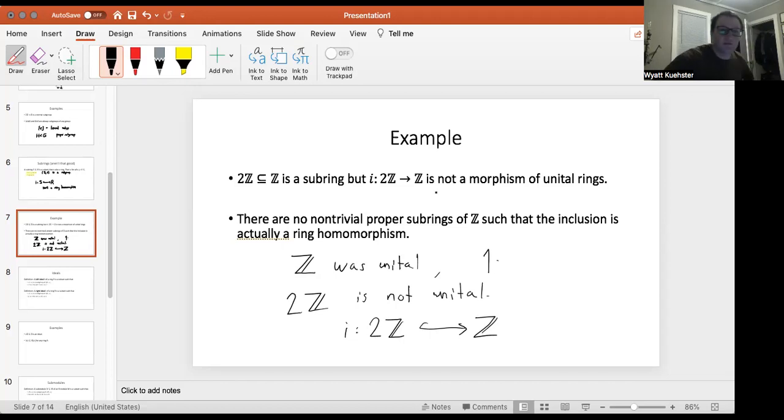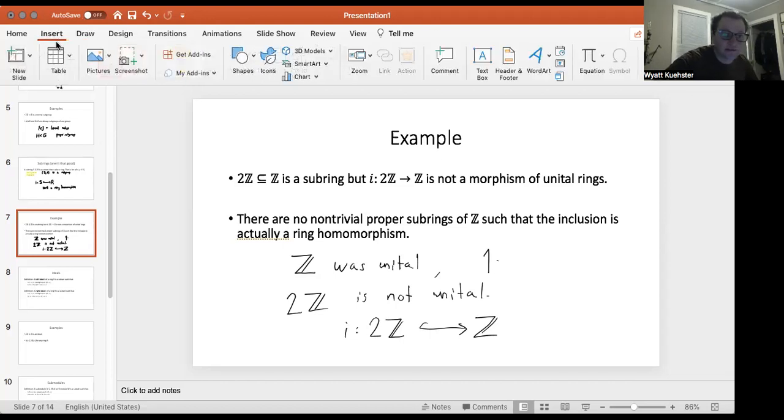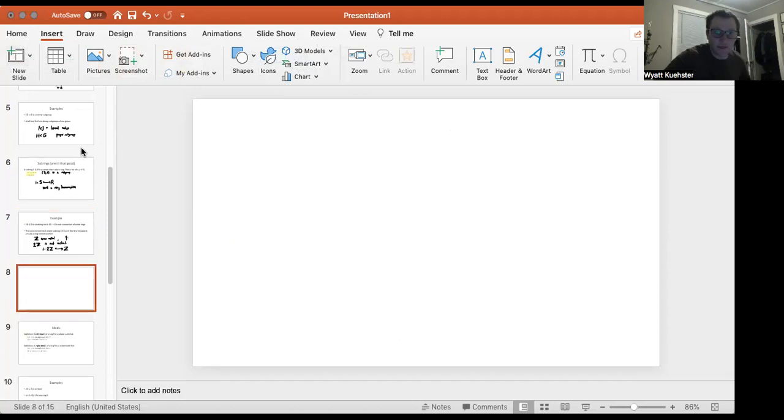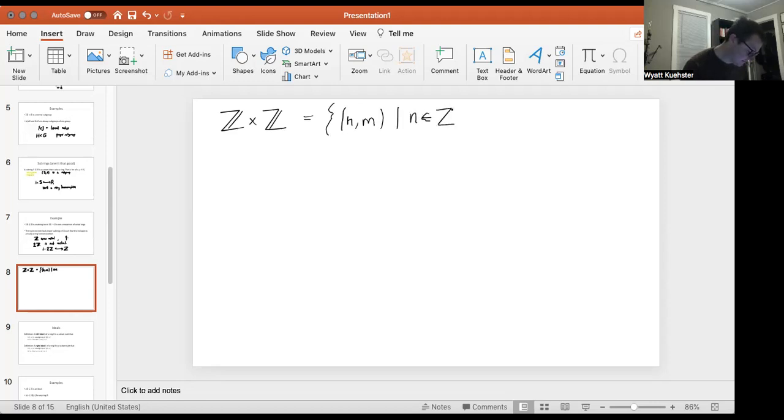But it's even worse. Even if I have two unital rings, here's an example with two unital rings. What about Z cross Z? We haven't shown that Cartesian products are rings, but they are. This is the Cartesian product of sets, things of the form (m, n), where n is in Z and m is in Z.